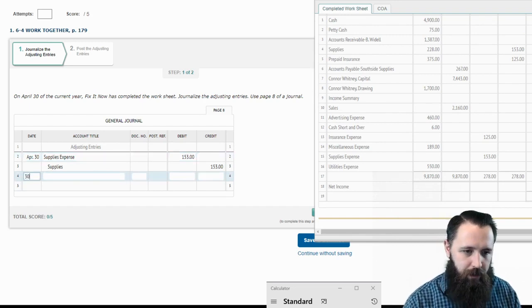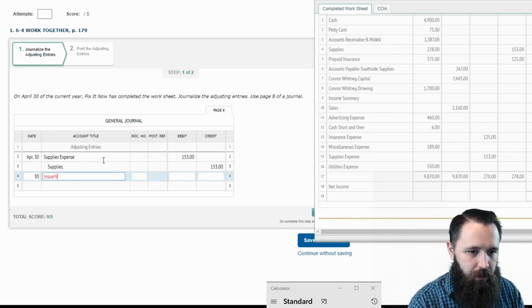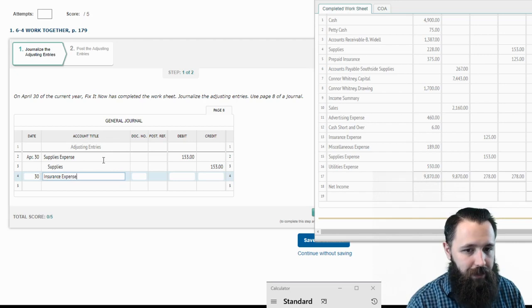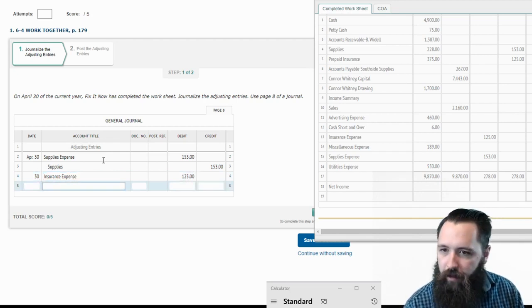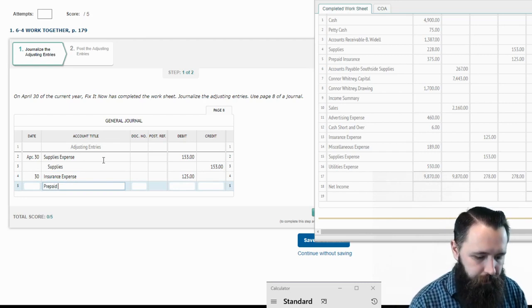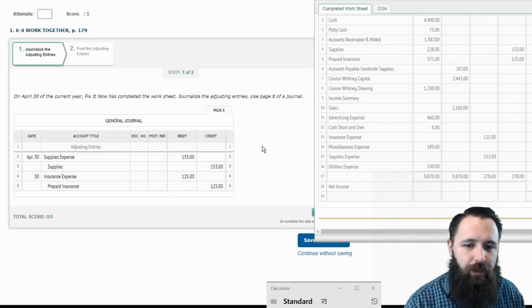Let's do the date. Now we just need the 30th, and we can go ahead and use insurance expense because that's the account that's debited first. It's going to be 125, and then prepaid insurance is going to be the next account that's going to be credited 125. So what's actually happening here?